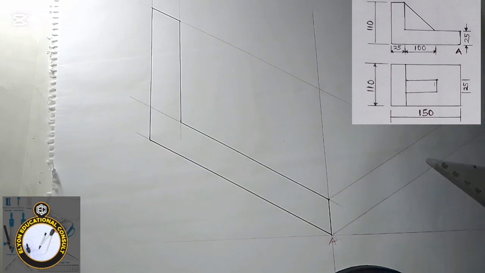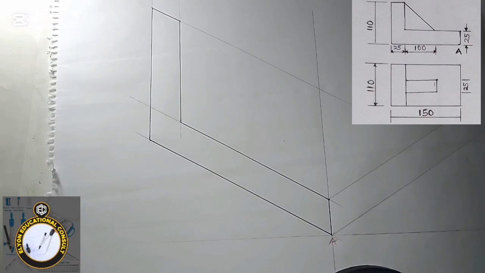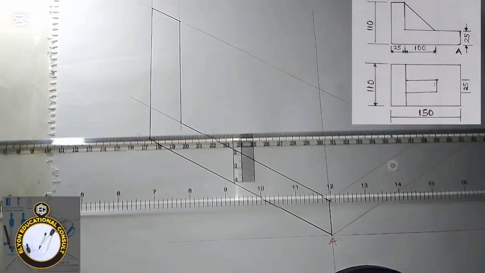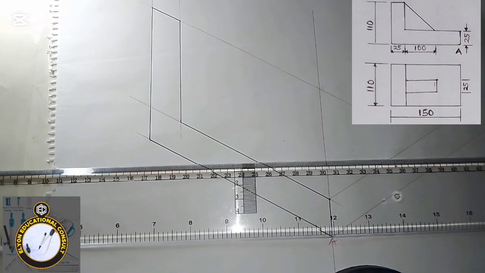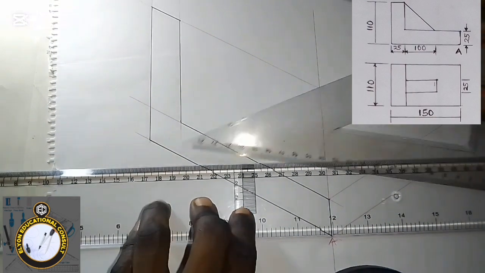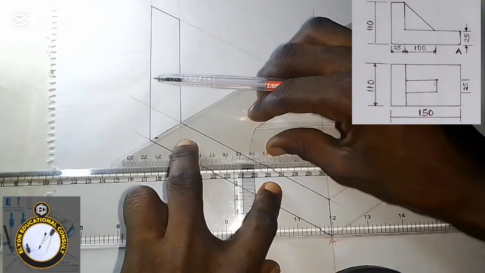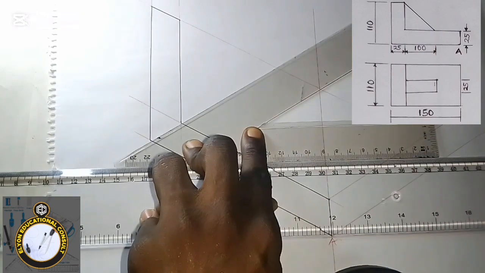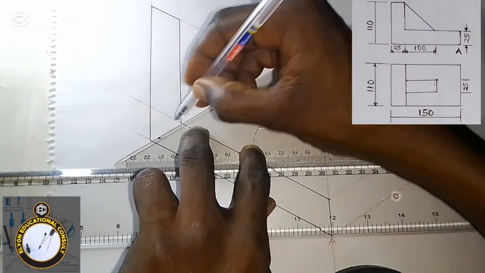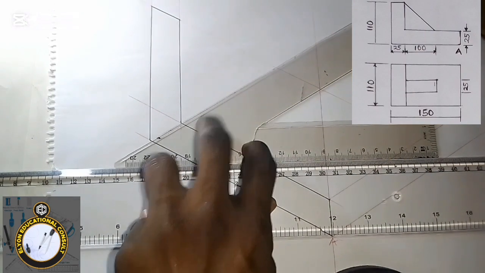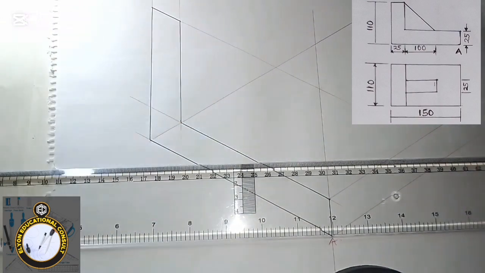So the next one is I'm going to be drawing this part now. I can do this with the aid of my T-square. Just put it this way. Make sure the set square is resting on the T-square. So you have this drawn. Then we move to this part.